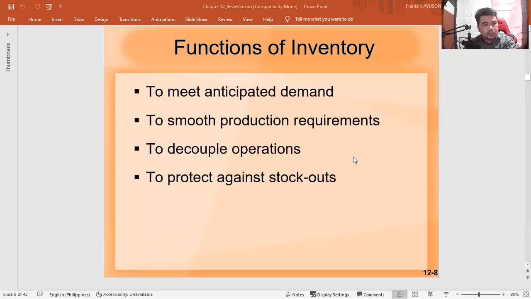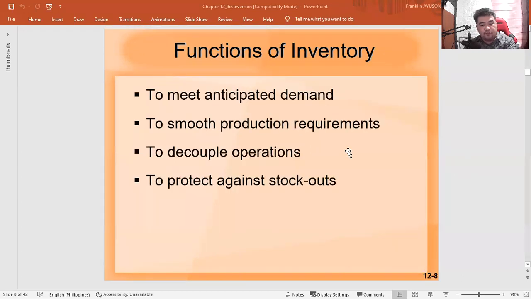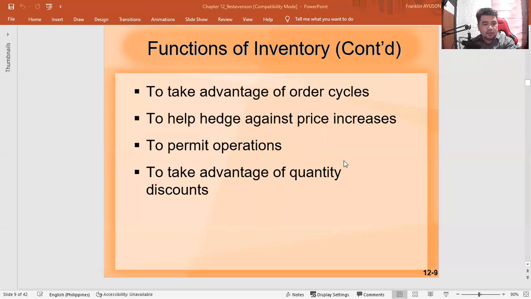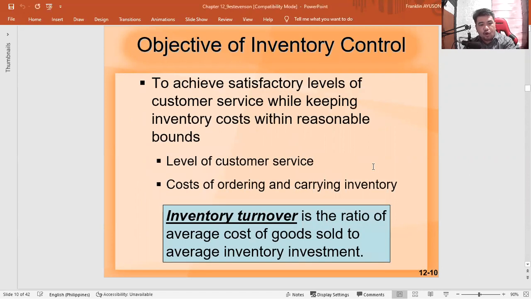Okay, so with due respect to the different functions of inventory, again: meeting anticipated demand, product requirements, to decouple operations, protect against stockouts, take advantage of order cycle and quantity discounts, permit operations, and hedge against price. The following are objectives of inventory control.